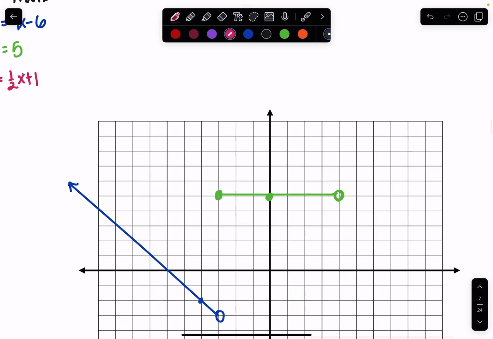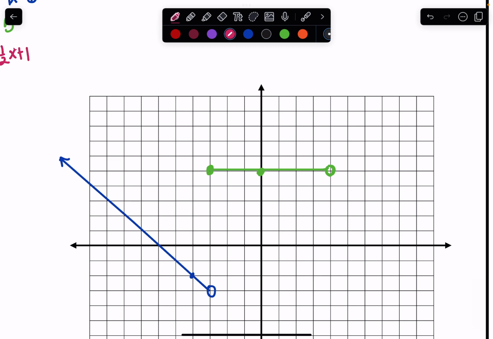Again, take your pencil on this one. Take your pencil very lightly. We're going to start at +1. That's my y-intercept. Go up 1/2, up 1/2, up 1/2, and so on. And then I can connect that.